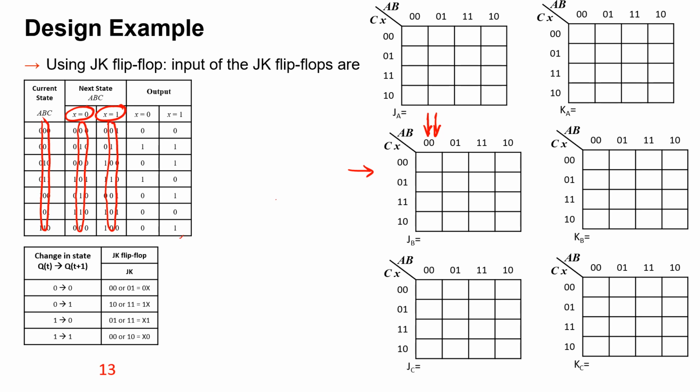All right. So the transition from 0 will be from 0 to 0 to 0. Transition from 0 to 0, look at the JK table down here. To make a transition in a JK flip-flop from 0 to 0, what you need is a 0 on J and don't care on K. So K would be don't care, J will be 0, 0.